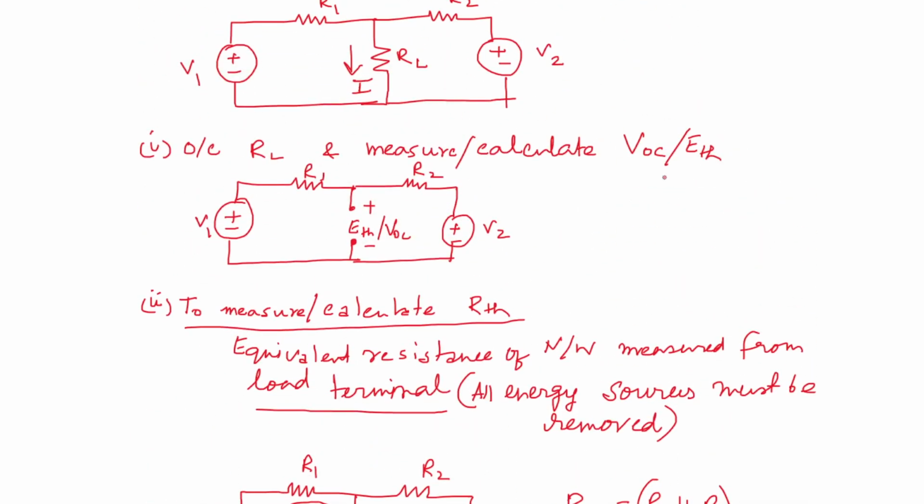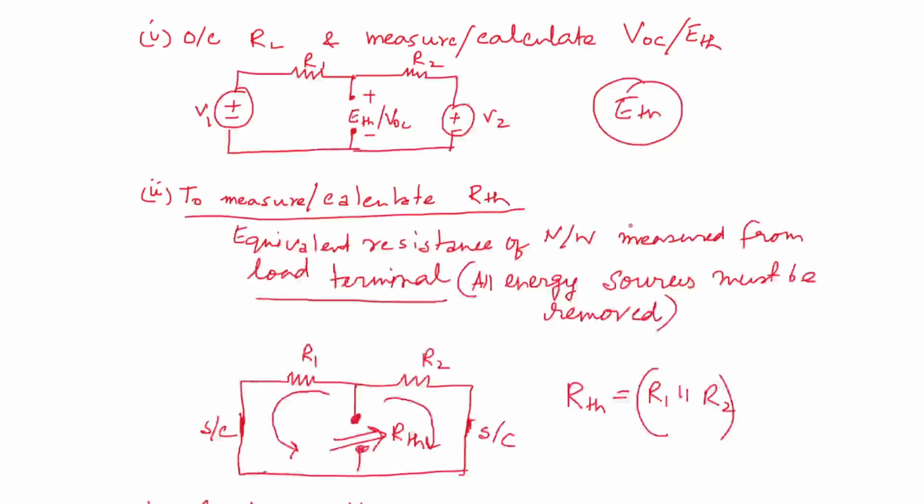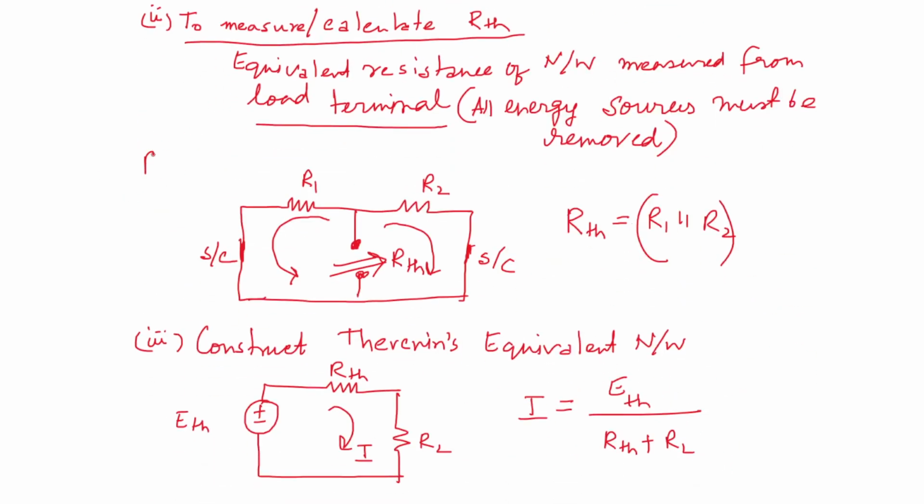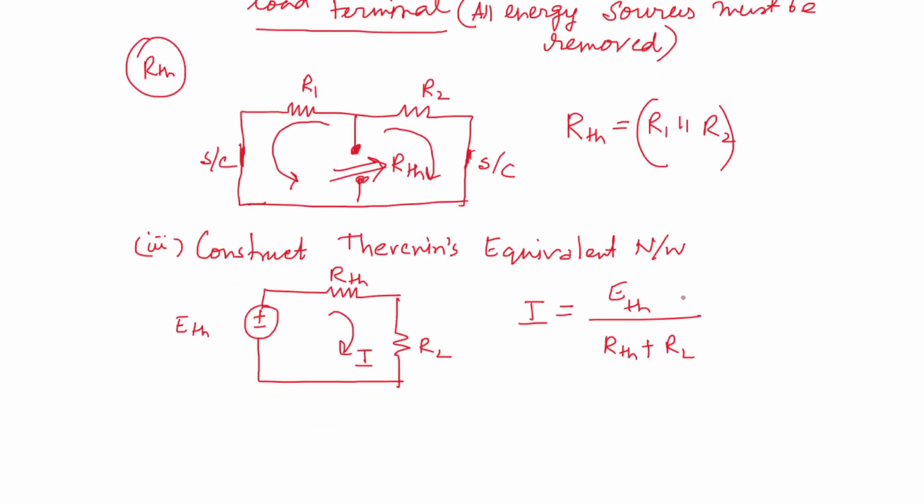First, you measure ETH. Second, you should measure or calculate RTH. Then you construct the Thevenin equivalent network to calculate the current using this formula.